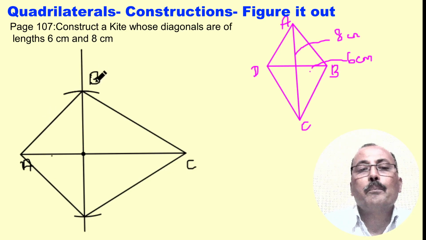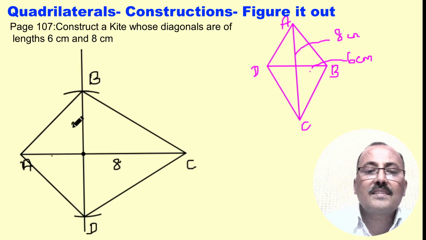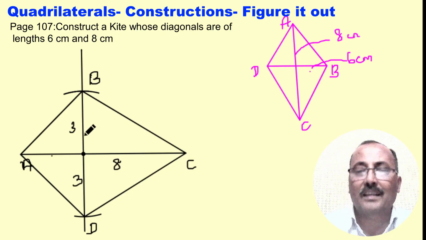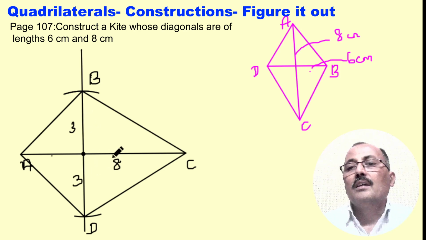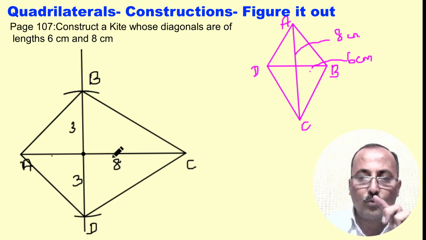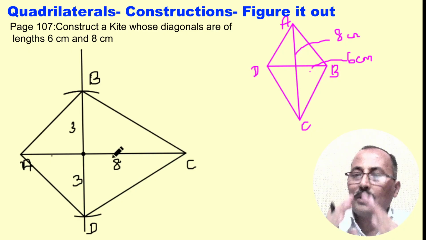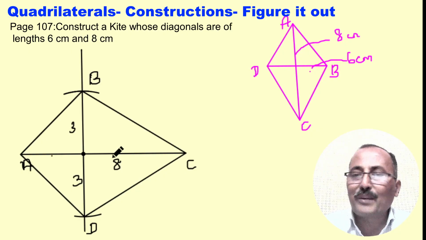A, B, C, D, in which this length is 8 centimeter, and this is 3 centimeter and this is 3 centimeter. This is the only property that a kite possesses: one diagonal is bisected. No other shape has this property. Only in a kite one is bisected. The other you can have a little leniency, because you know the kite shape will be like a diamond. So this is the property. My dear children, are you able to understand?